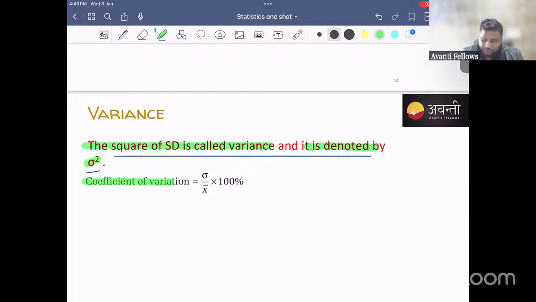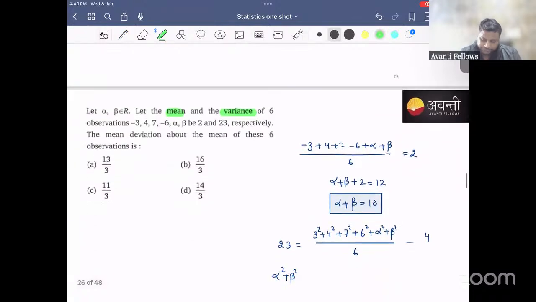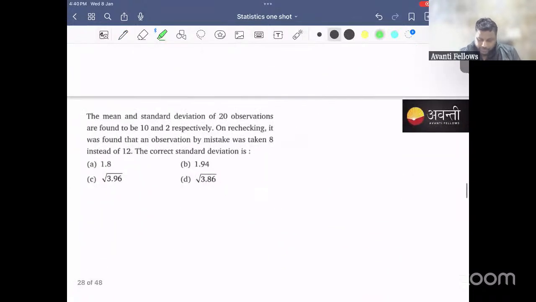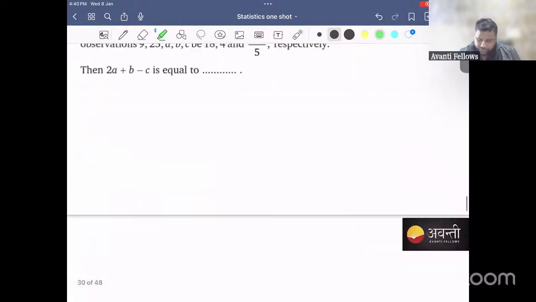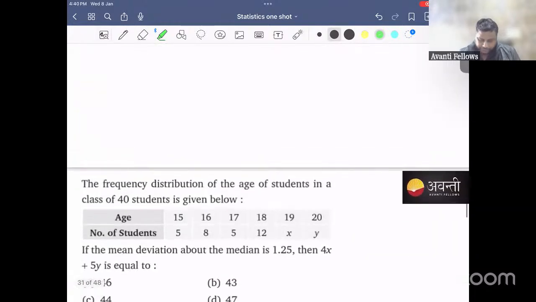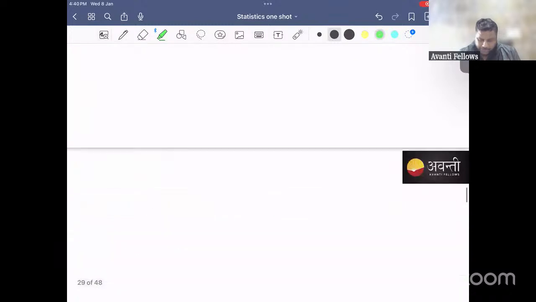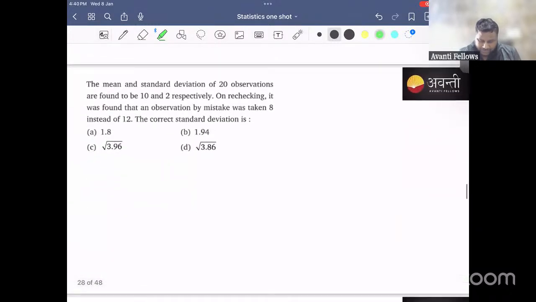There is a term also called coefficient of variation. That is sigma upon mean into 100. Understood? Now there are a few questions that I did yesterday, so today let's do a few more questions. Got it? Let's start with this one.